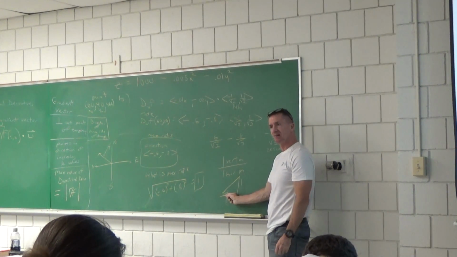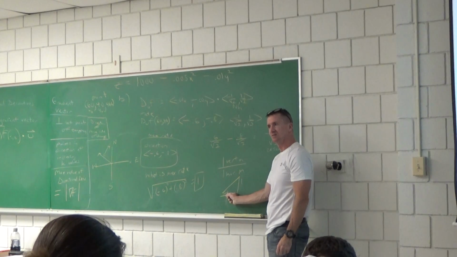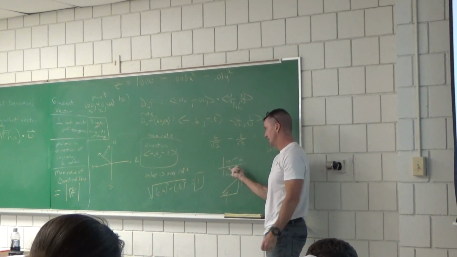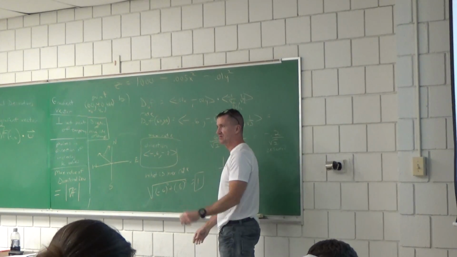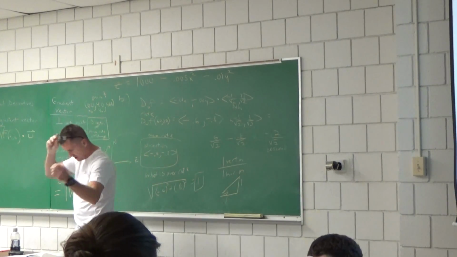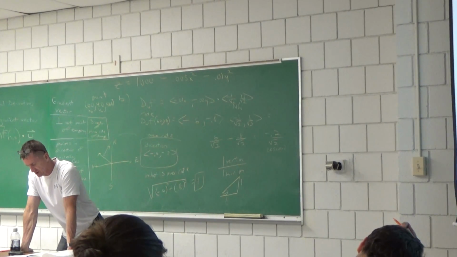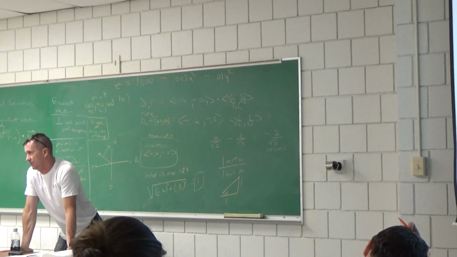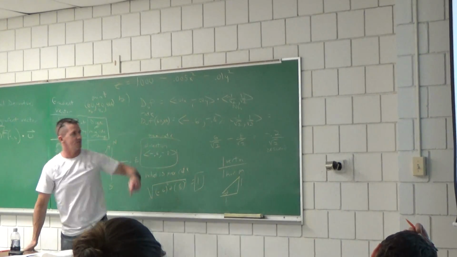A 45-degree angle makes this 1-to-1 ratio there, where this is 1 and that's 1. So the answer to that question, letter C, is 45 degrees. The question again was, at what angle above the horizontal does it path in that direction? 45 degrees. Cool?